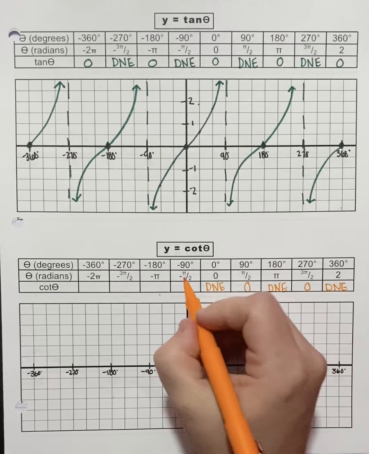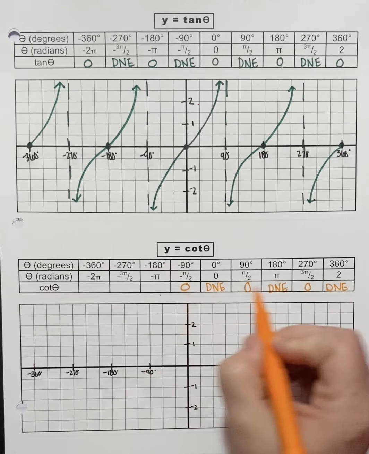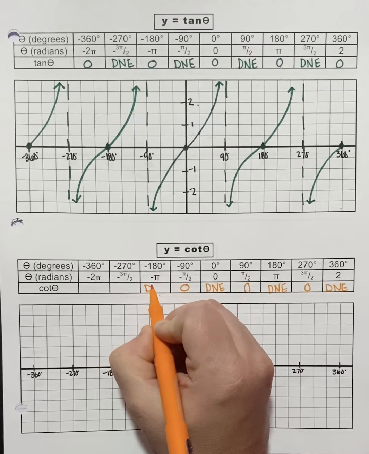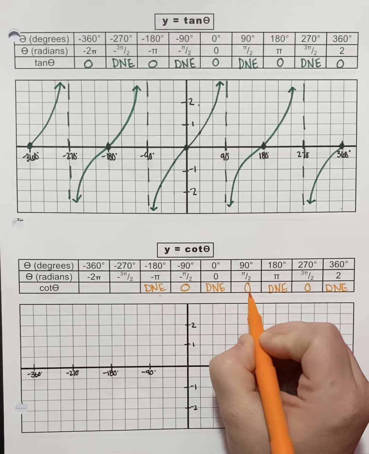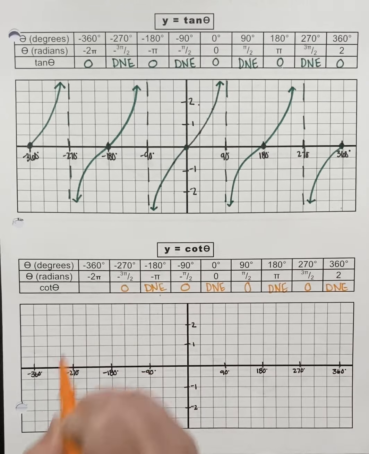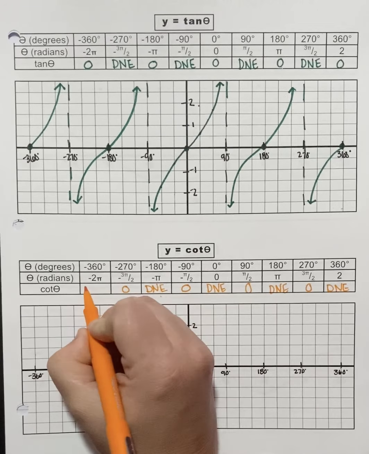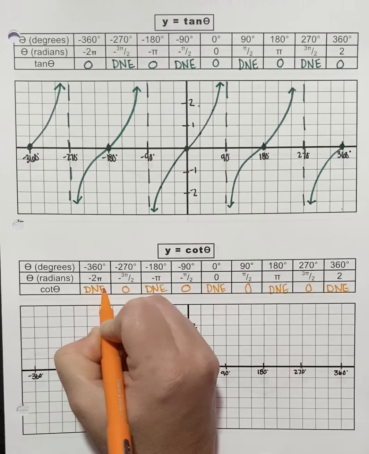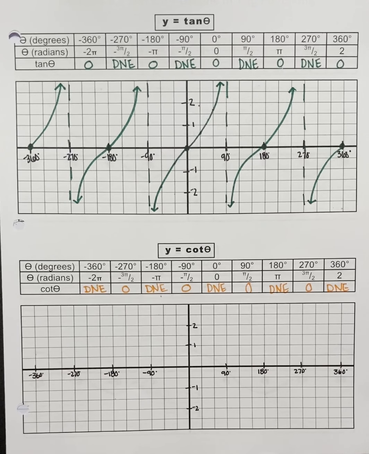Negative 90 is 270, so that's 0. Negative 180 is positive 180, so that does not exist. Negative 270 is the same thing as 90, so that's 0. And negative 360 is the same thing as 0, which does not exist. All right, D and E's once again means I have asymptotes.